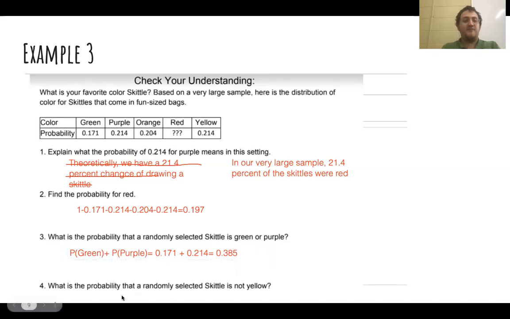And then the last question is, what is the probability that it's not yellow? So I'm just going to do 1 minus the probability of yellow. So if I just do 1 minus 0.214, I will get 0.786. And that is our final answer for that.